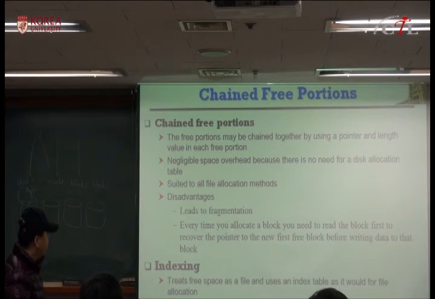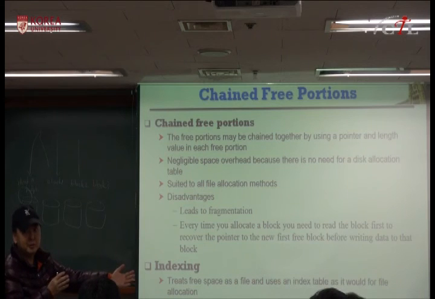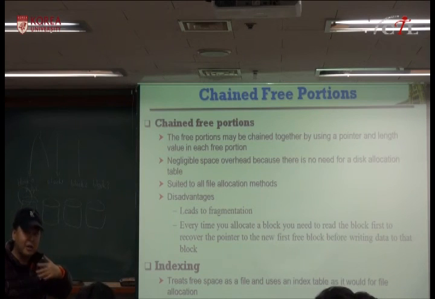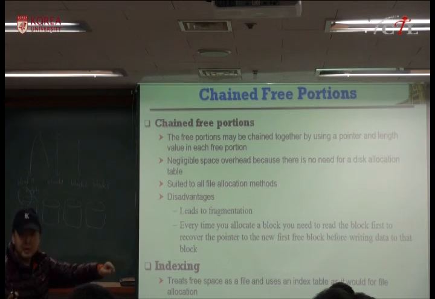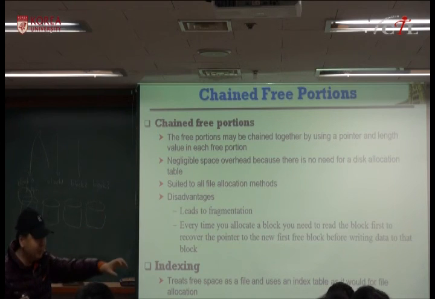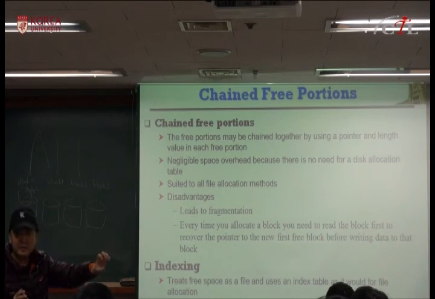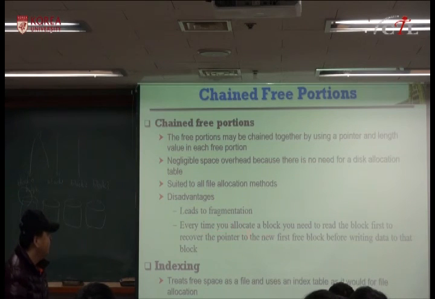Every time you allocate a block, you need to read the block first to recover the pointer to the new first free block before writing data to that block. Assume that you usually allocate the first free portion to the file, and the first free portion has a pointer to the next free portion. So you have to read and retrieve this pointer to maintain this chain. That means every time for the allocation, you have to read the block first.